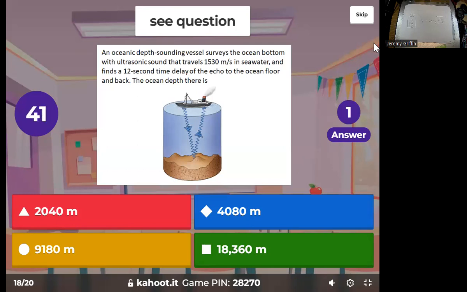All right, I'll walk you guys through this one too. Guys, if it's a 12-second round trip, then what's the one-way trip all the way to the bottom? How much time? 6 seconds? So 6 seconds down and 6 seconds back. Now let's do distance equals speed times time. What is 1530 meters per second times 6 seconds?